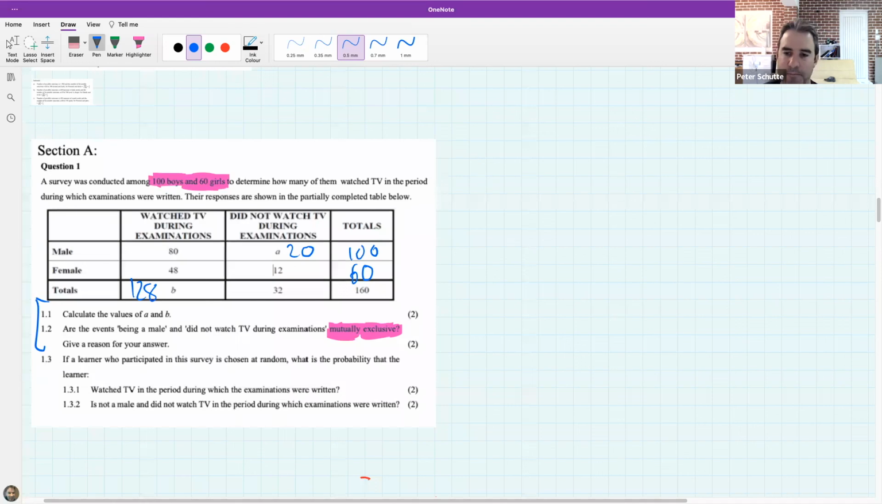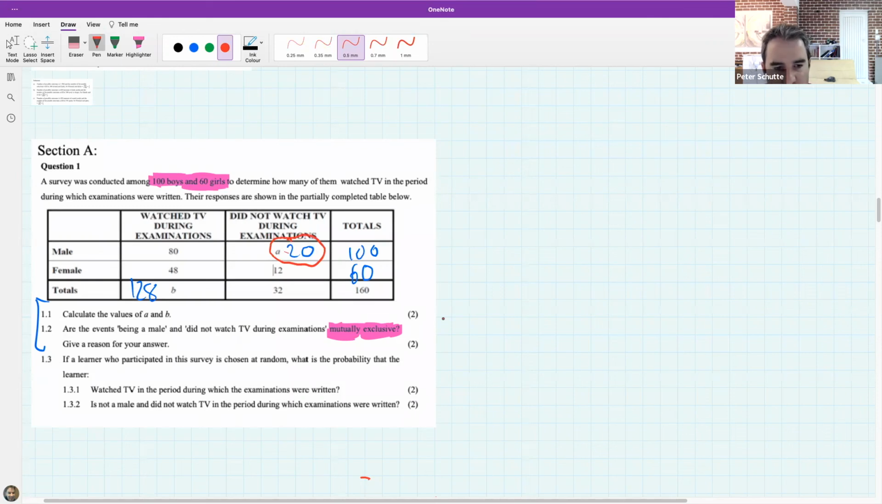Yeah, Leah Bonner. So I think the 2 events are not mutually exclusive. Okay, and what is your reason? Because being male and did not watch TV is not equal to 0. Oh, you are so good. Exactly. So there's a group over here. Can you see there's 20 students who are male and did not watch TV during examinations.